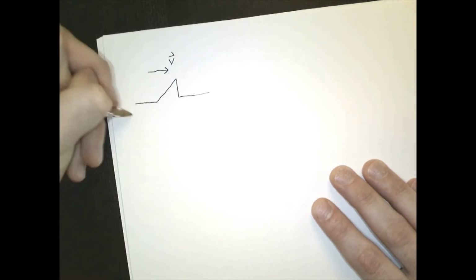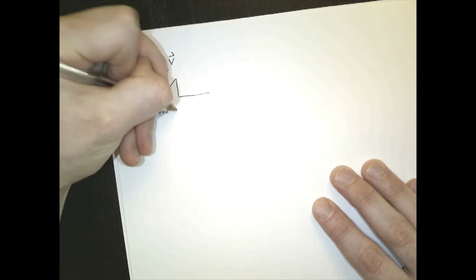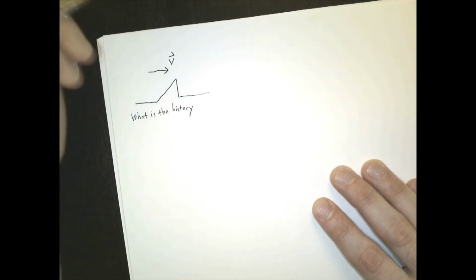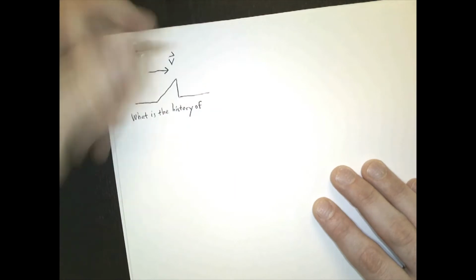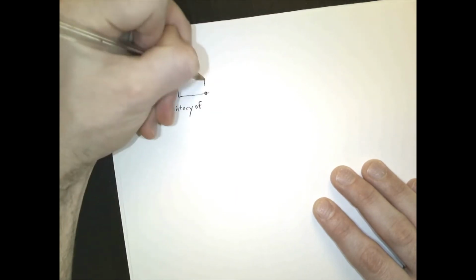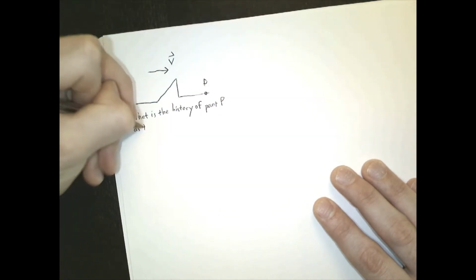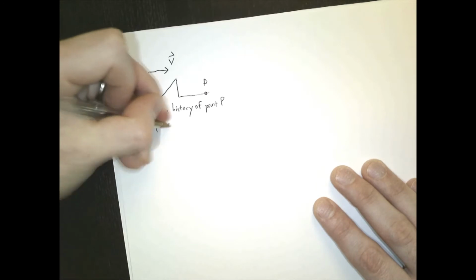We're going to say the wave is moving to the right with velocity v, and we want to know what is the history of a point P as the wave pulse moves into it.